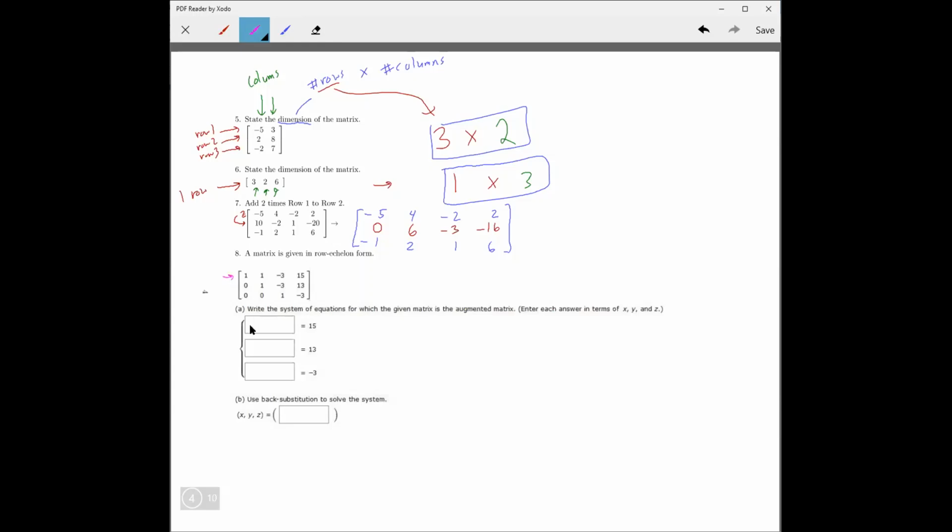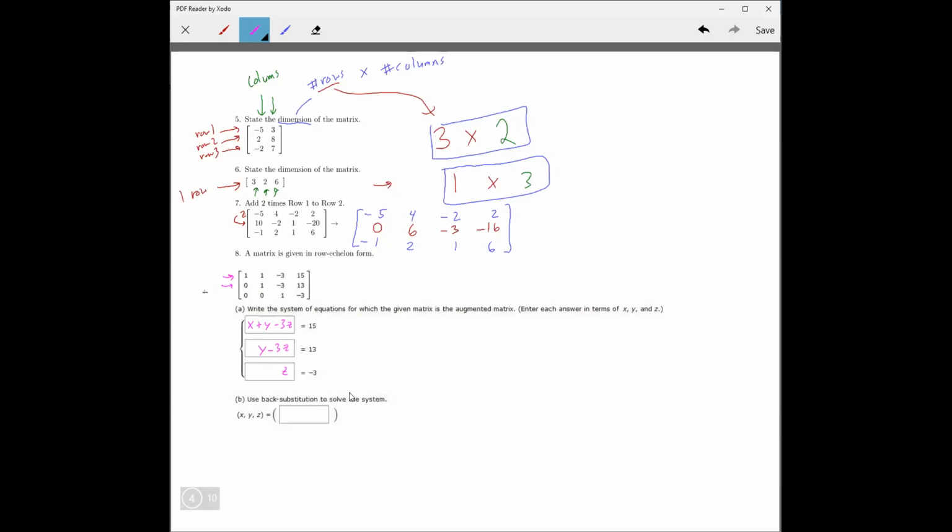So this top row is x plus y minus 3z. That's what these 3 numbers count for, and it equals 15. The 15 is over here. The second row, there's no x, so it's just y minus 3z. And then the bottom row, there's no x or y, so this is just z equals -3. So you have 15, 13, and -3 over here on the right-hand side. So here's our system of equations.